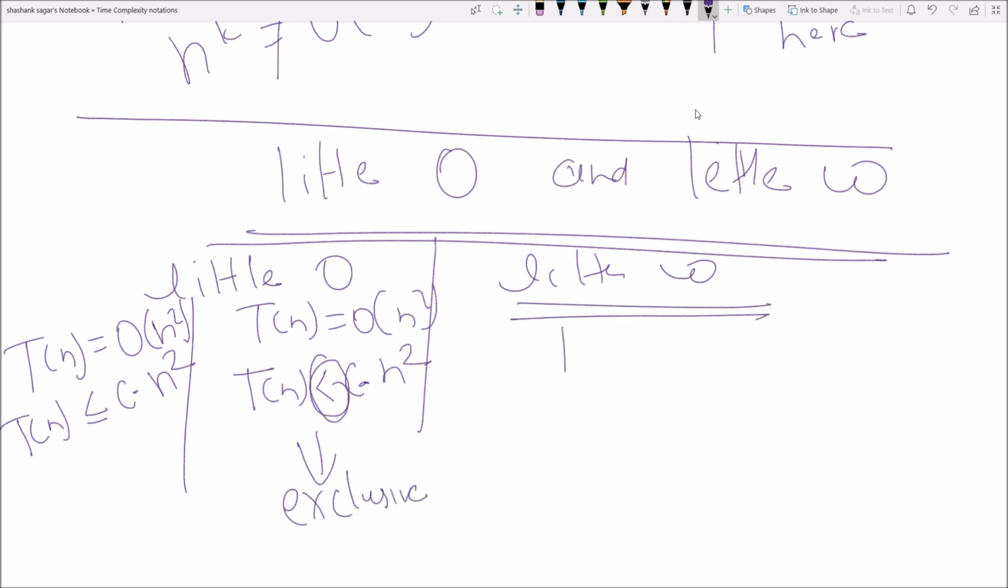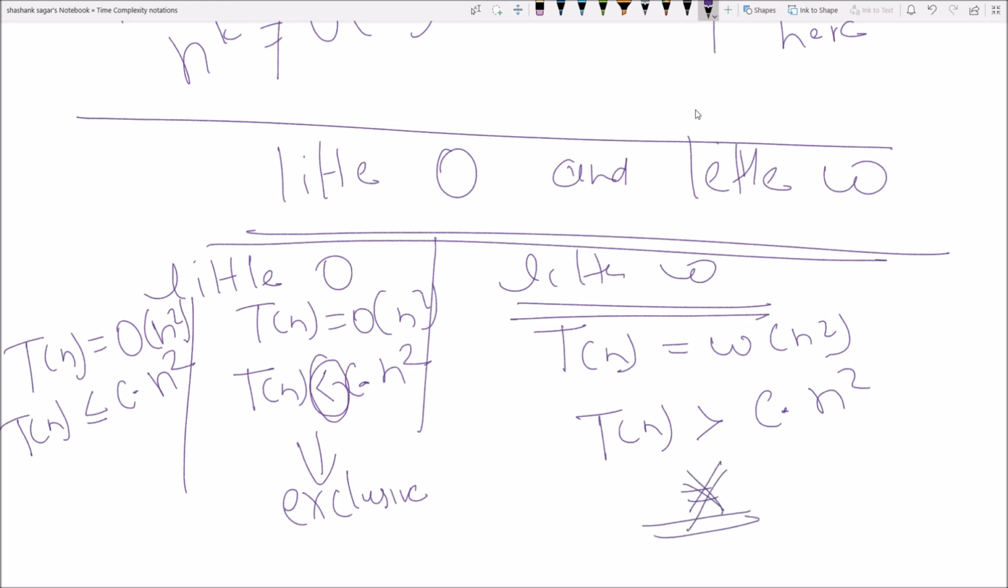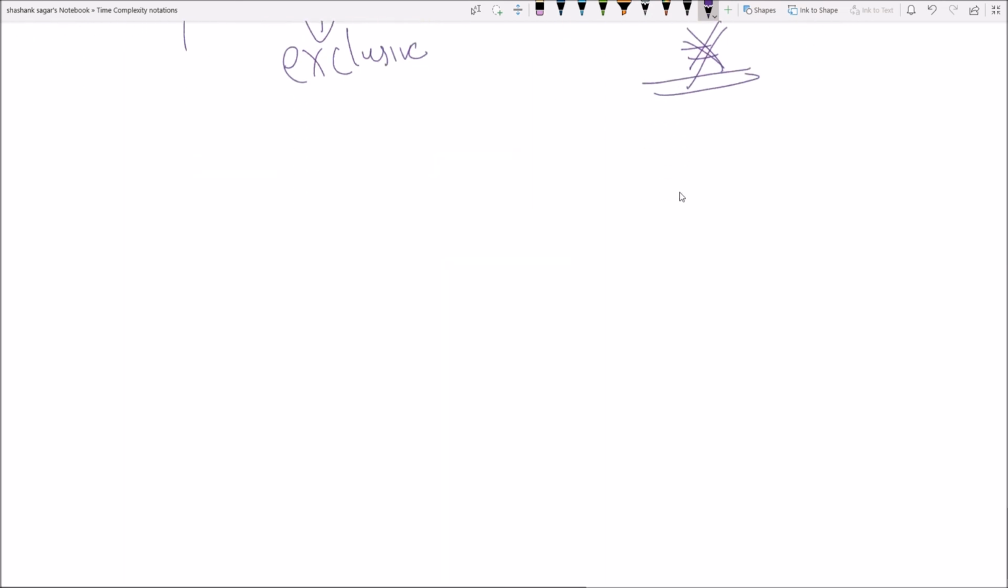Similarly, in little omega, if we say T of n is little omega of n square, what do we mean? T of n is greater than c times n square. Here also equal to is not there. So this is all I have for time complexity notation.